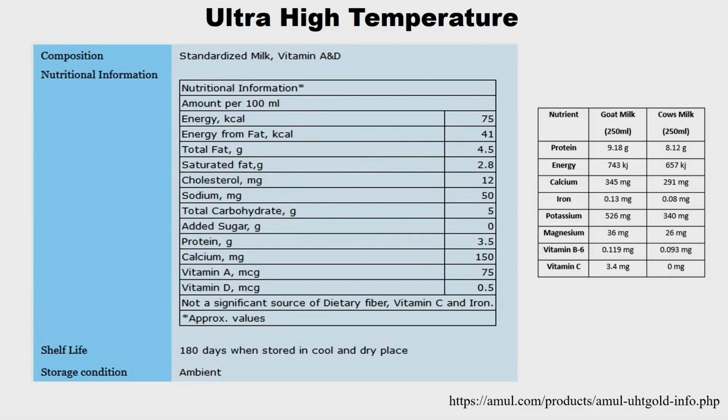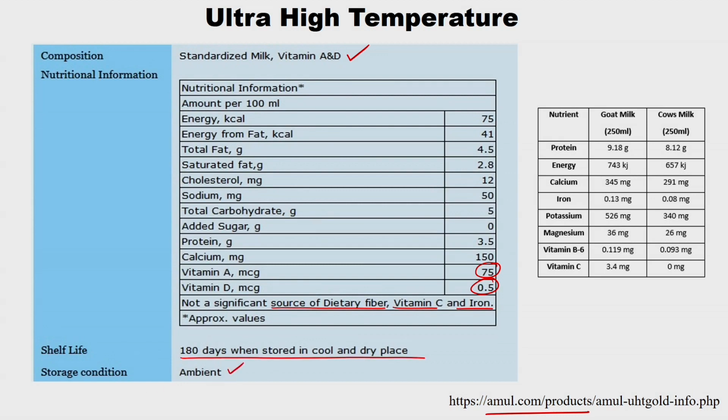And this is just for one example. I have taken this from the Amul Gold product specification. So if you see the composition, this is standardized milk, vitamin A and D, and vitamin A is mentioned as 75, and vitamin D is around 0.5 after the sterilization, and it says not a significant source of dietary fiber, vitamin C and iron, and 180 days when stored in a cool and dry place.